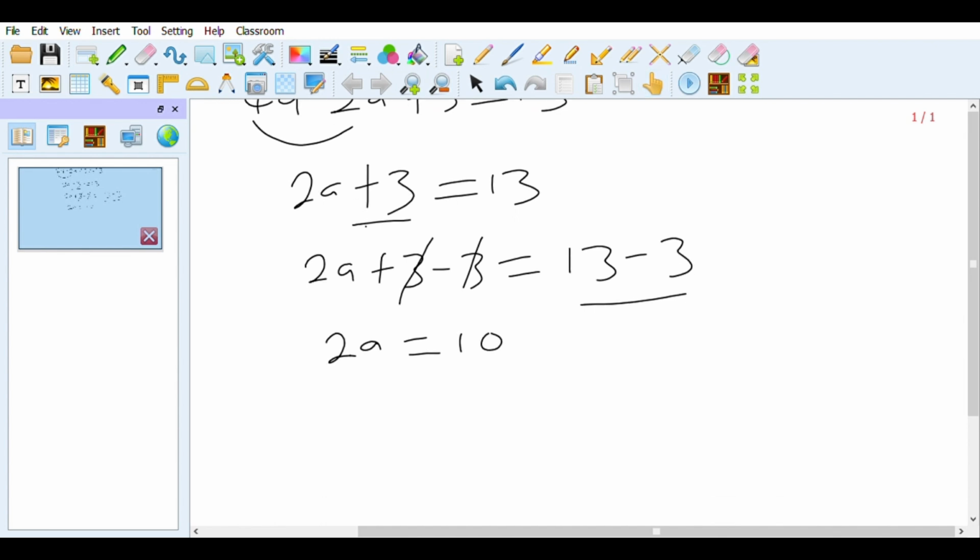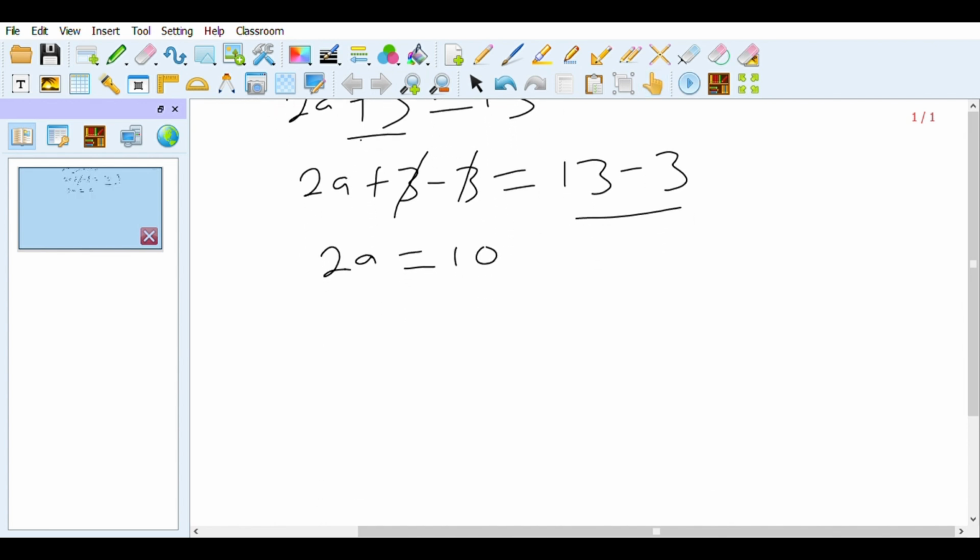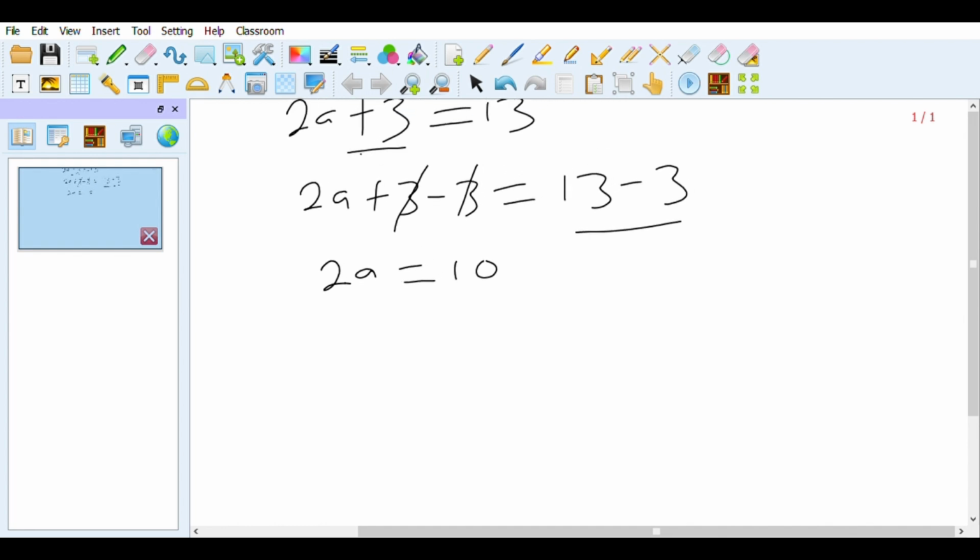Okay, now we're solving for the value of a, but here we have 2a. So to find a alone, we'll have to divide both sides by the coefficient of a, which is 2, and then we divide the right hand side by 2. Balance method, anything we do to the left hand side, we do to the right hand side. So if 2 divides 2, we have 1a, and 1a is written as just a. If 2 divides 10, we have 5. So the value of a is 5.